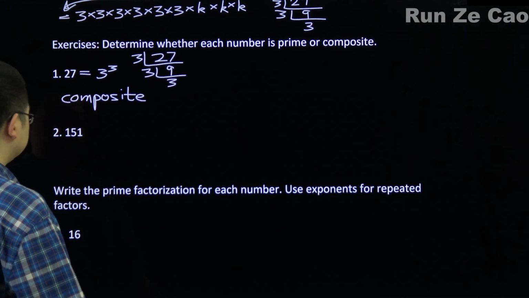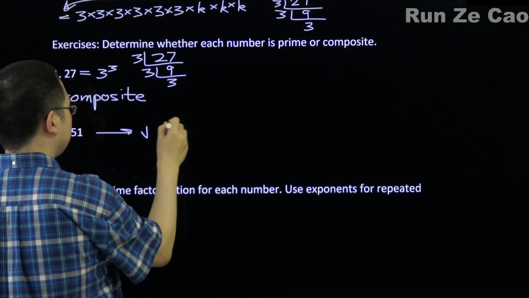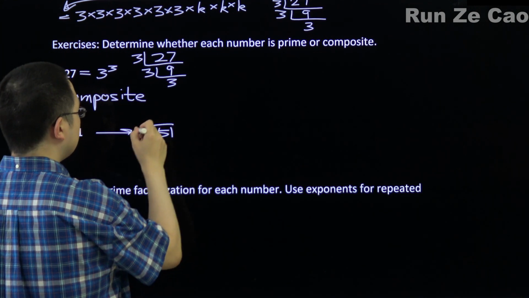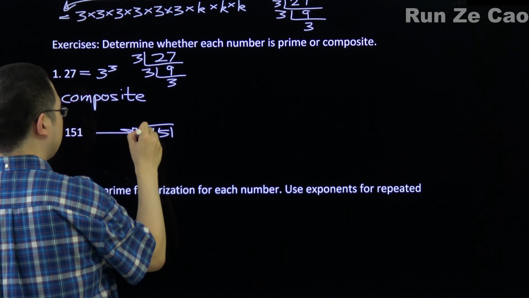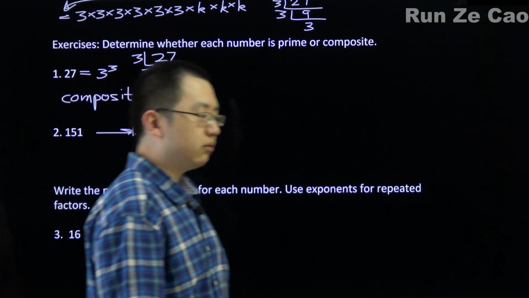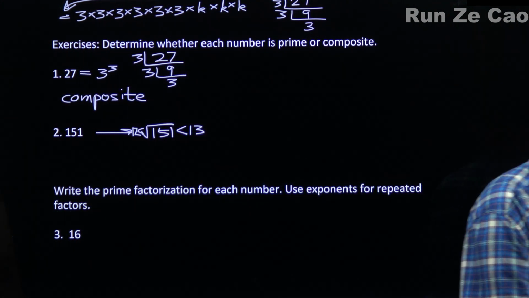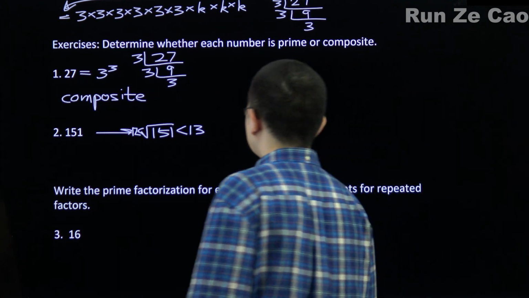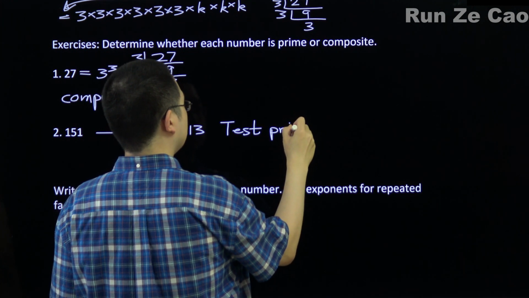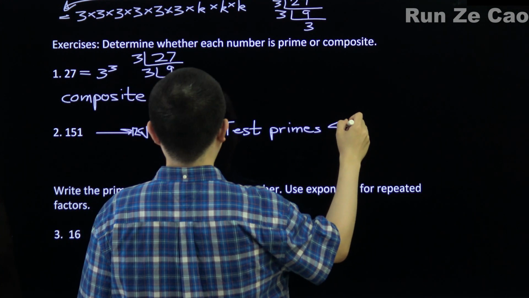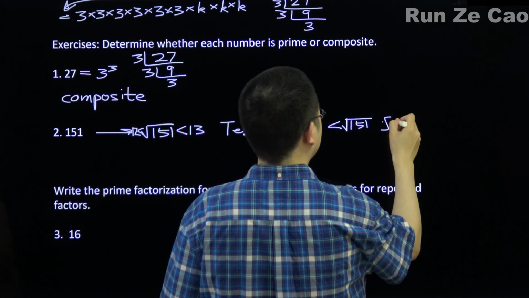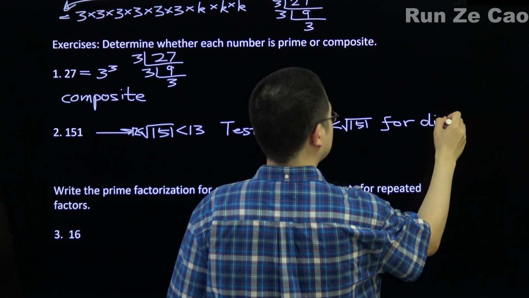151. Well, the square root of 151 is going to be between 12 and 13, because 12 squared is 144 and 13 squared is 169. So we've got to test primes less than the square root of 151 for division.